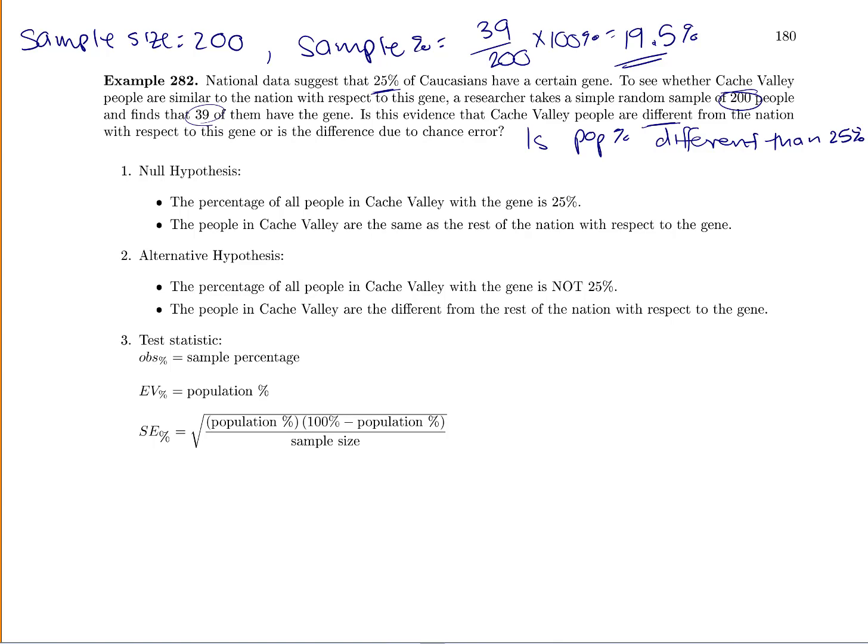So it would just be that we're the same, so the percentage is 25%. Or you can maybe say the people in Cache Valley are the same as the rest of the nation with respect to that gene because they were 25%, so if we're the same, we're also 25%. The alternative then is that the percentage of all people in Cache Valley with the gene is not 25%, or is different from 25%. Or you could say the people here in Cache Valley are different from the rest of the nation with respect to that gene. So, 2 different ways she might word it.